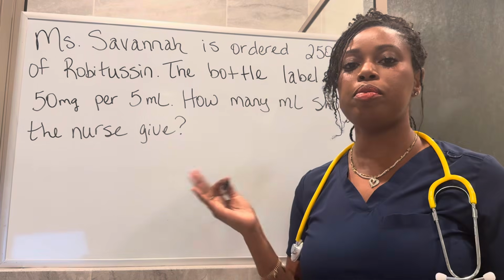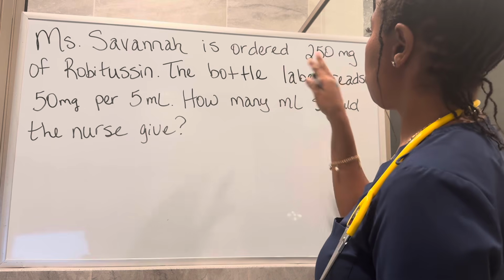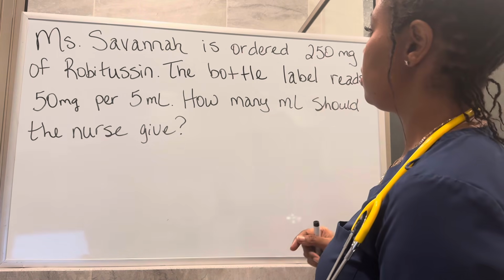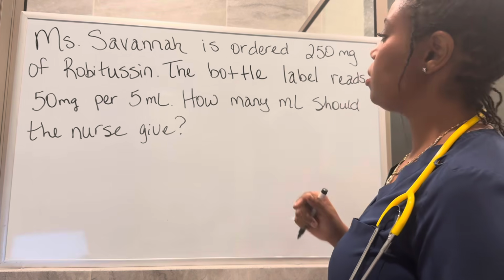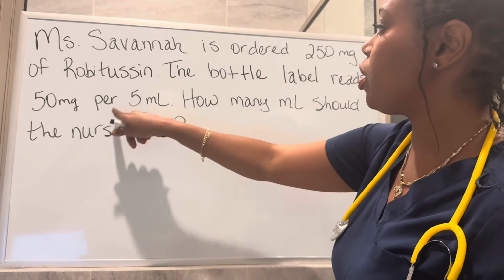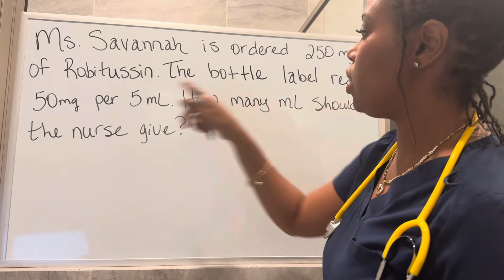Okay. Problem number 2, okay? Miss Savannah is ordered 250 milligrams of Robitussin, okay? Some of that good old tussin. The bottle label reads 50 milligrams per 5 milliliters. How many milliliters should the nurse have?